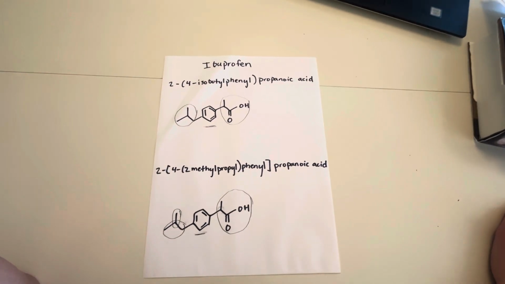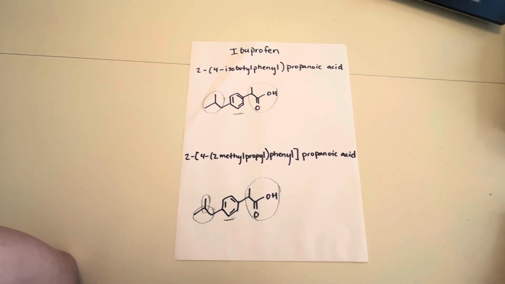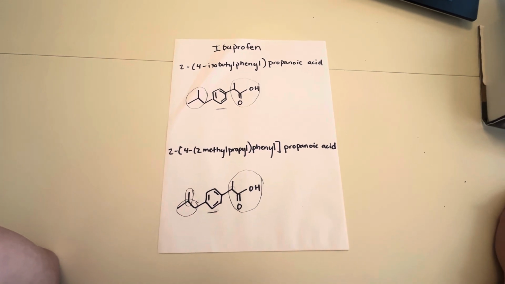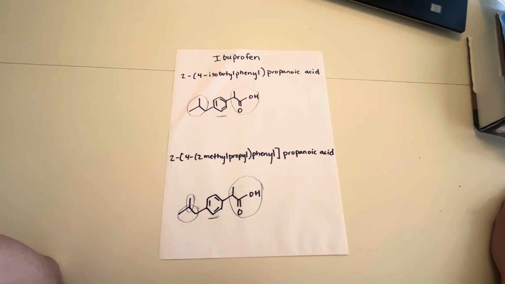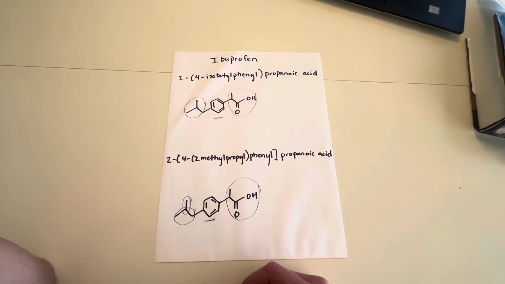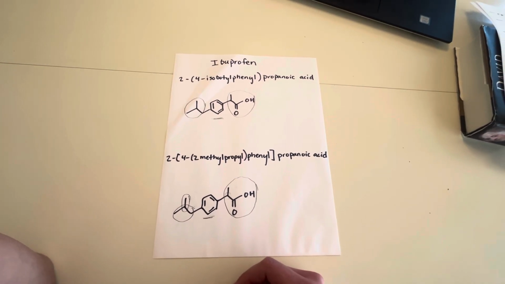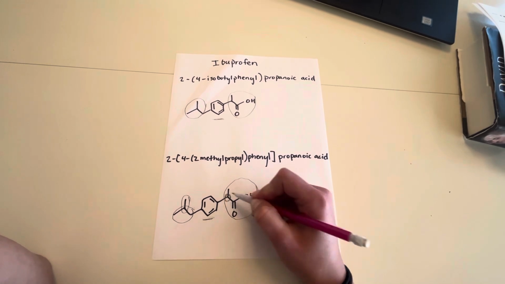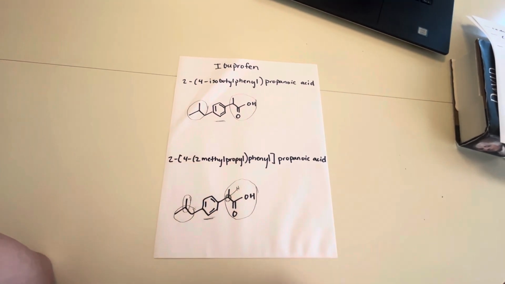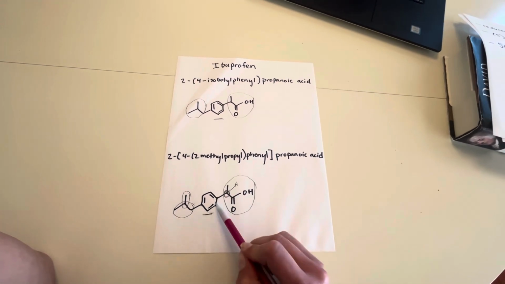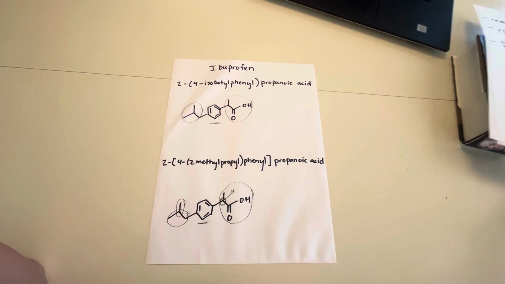Okay, so to determine if this is a chiral molecule, we need to see if there's a carbon that has 4 different constituents attached to it, and we can see that there's actually only one chiral carbon in this molecule, and it's this one. So there's also, of course, a hydrogen attached here, so we have 4 different groups.